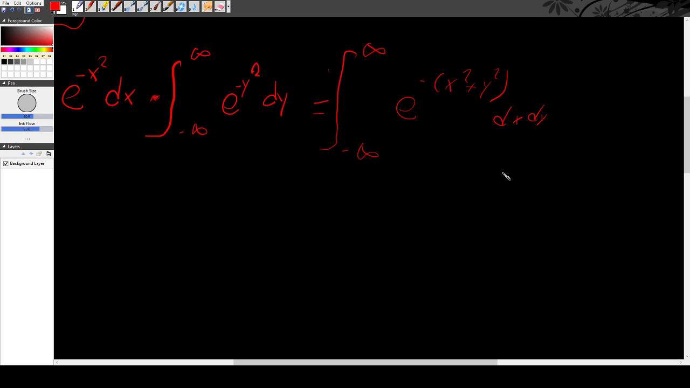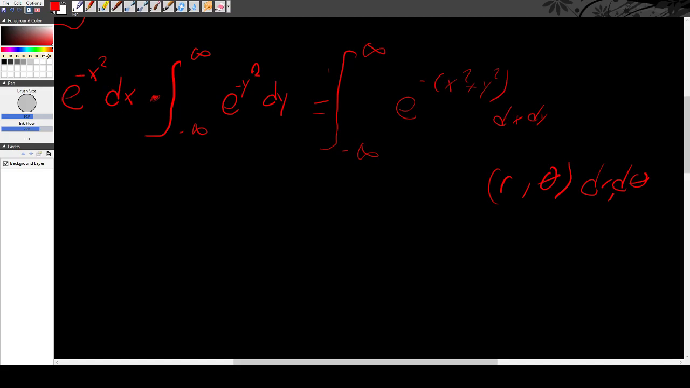Now, if you can remember a little bit about polar coordinates, you've got r and you've got theta, and dr, d theta, etc. You basically have this. This is your polar coordinate. This is your x and y.